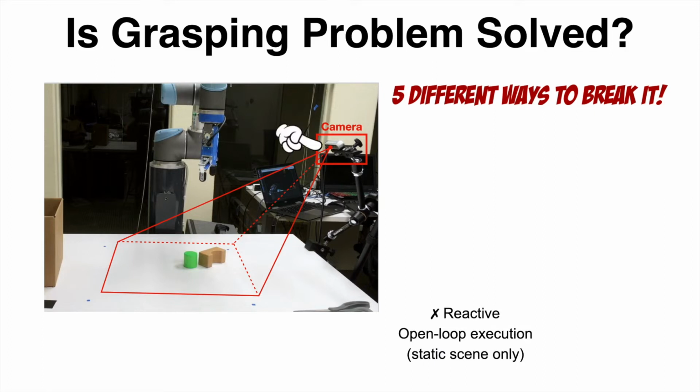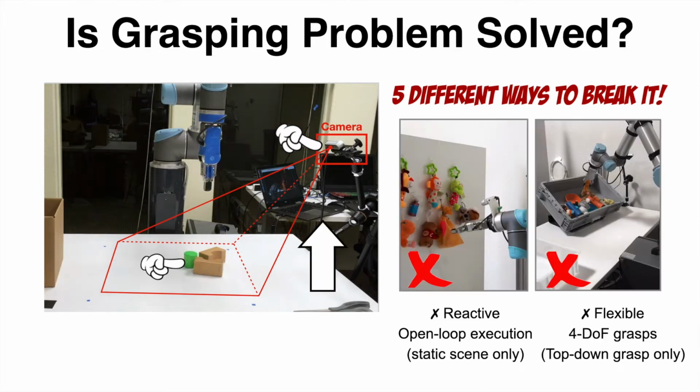a calibrated camera and performs open loop execution, the system will not work if you just slightly touch the camera, move the objects around, or raise the table height. And also, since the system can only perform top-down grasps, it will not work if you put the objects on a wall or shelf, which requires a different approaching trajectory.